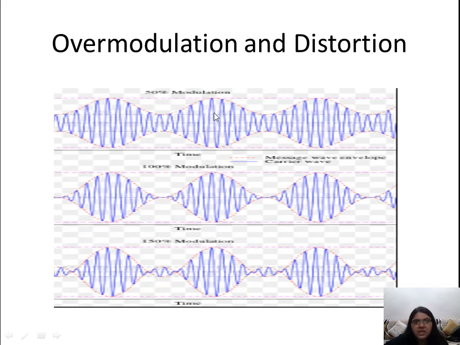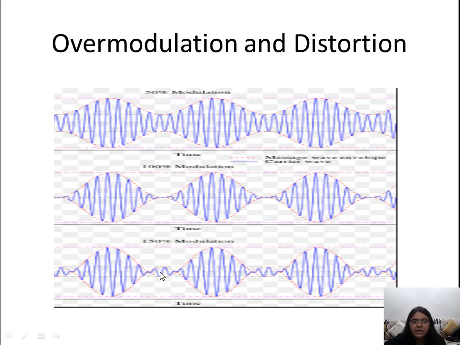Here we can see that if Vm is greater than Vc, then perfect modulation cannot be done, and there is information loss. Whatever you can see here is information loss. So this is about the modulation index and the waveforms. It is the waveform for m less than 1, m greater than 1, and m equal to 1.